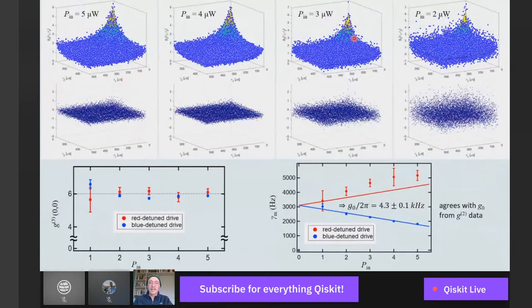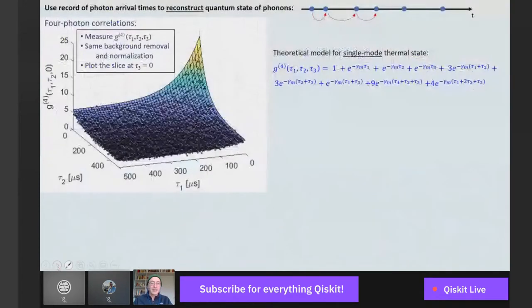And again, we do this as a function of laser power. That enhancement at the origin is always about six. The decay rates, which is a little hard to see in these 3D plots, depend on how hard we drive it and agree very well with what we've seen in other measurements. We can go further. We can look at the four-point correlation functions. Now each data point has three different delay times. So the data fills a three-dimensional cube, which is hard for me to show you. But here's just a plot of that taken with one of the times being zero. And again, it's the same story. This is now the G4, and it goes up to an enhancement of 24 at the origin.